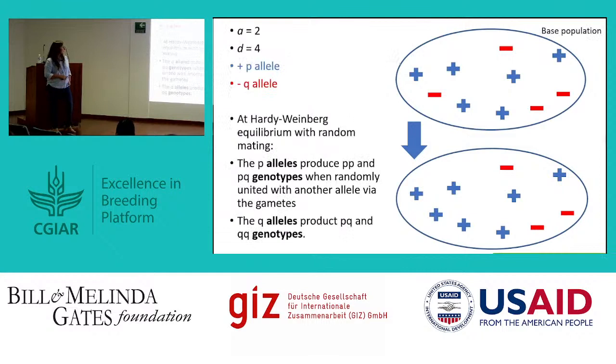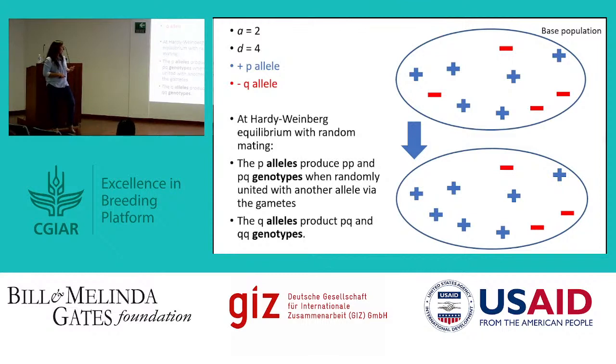I'm going to go ahead and say that the additive effect of the allele is 2, and the dominance effect is 4. The blue positive allele is going to be the P allele here, and the red negative allele is the Q allele. So assuming we start at Hardy-Weinberg equilibrium, we know the relationship of the alleles to the genotypes, right? We know that P squared plus 2PQ plus Q squared is going to give us each of those genotype frequencies if we know the allele frequencies. And that's really helpful. And we don't always have to assume that.